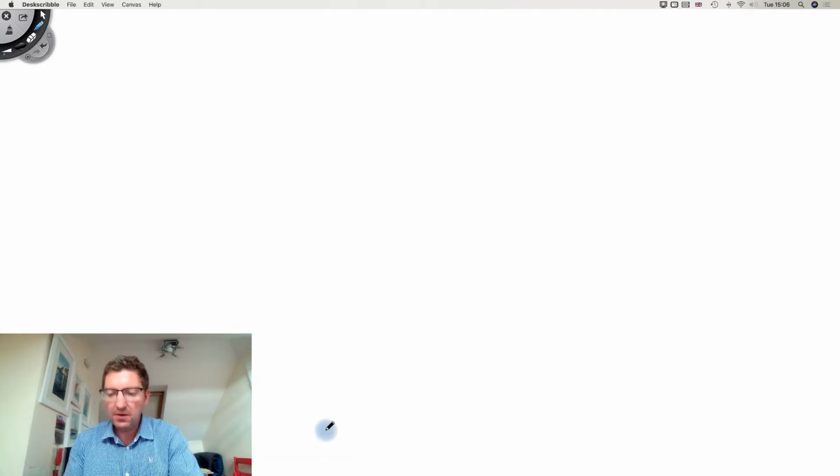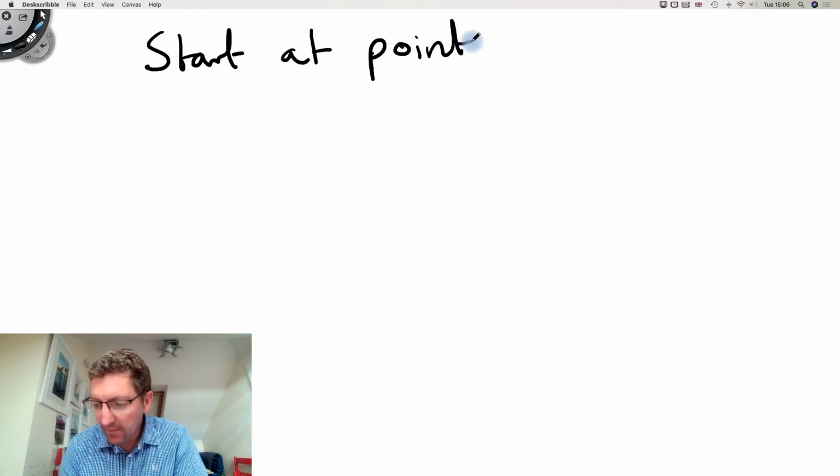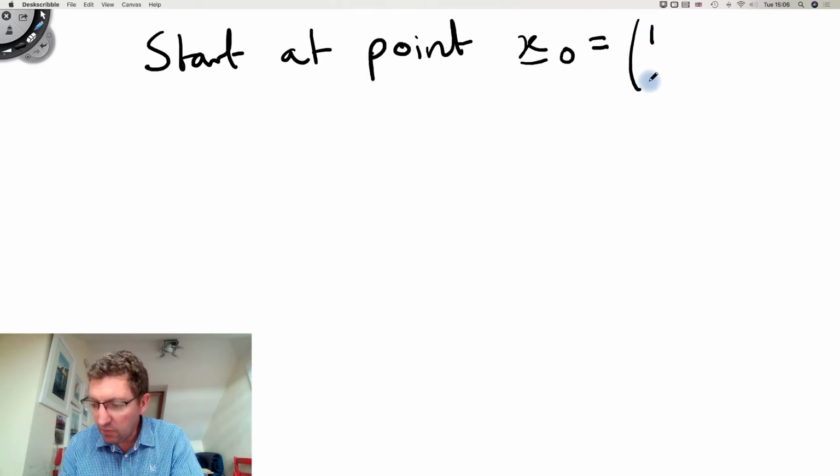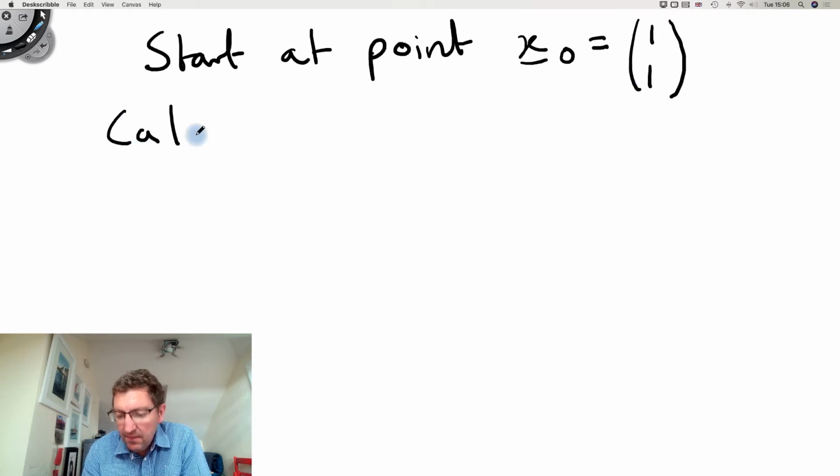And so we're going to start at the point x0 equals 1, 1. You could pick any point you wanted. We're just going to choose x0 as 1, 1, and then we need to calculate the Jacobian.